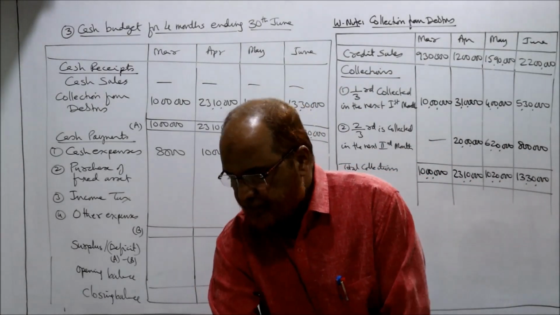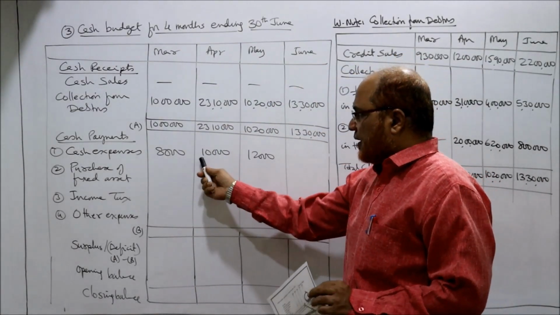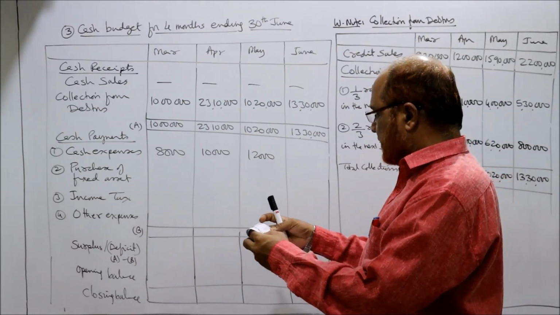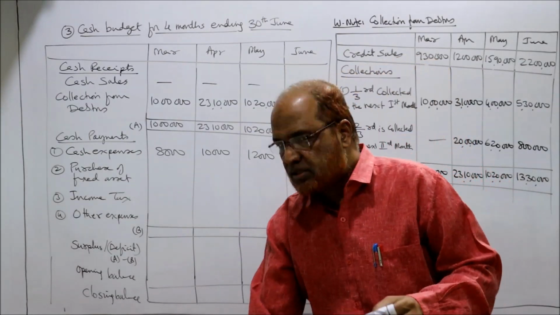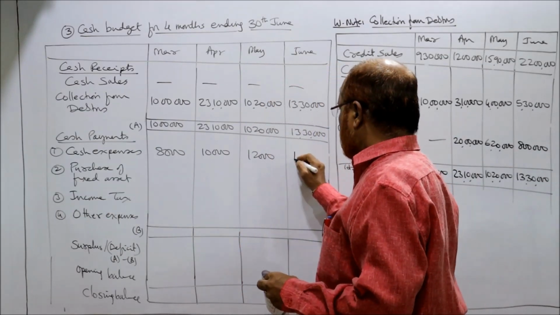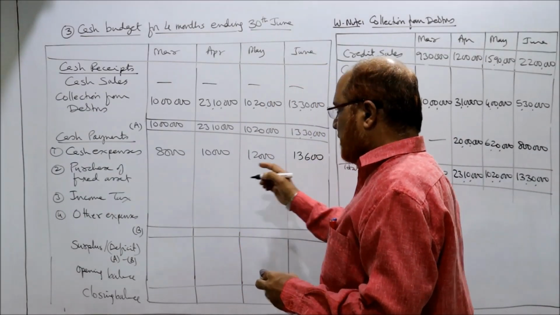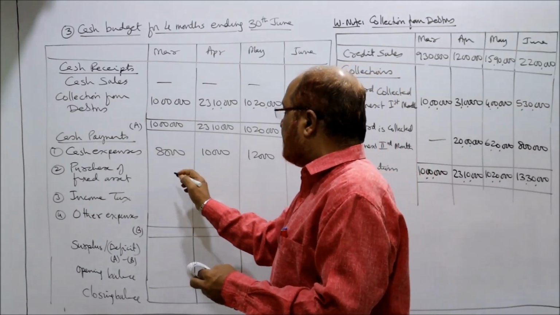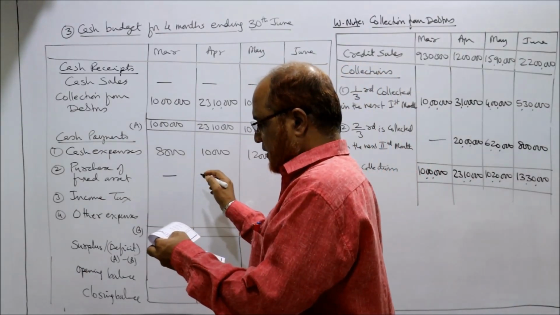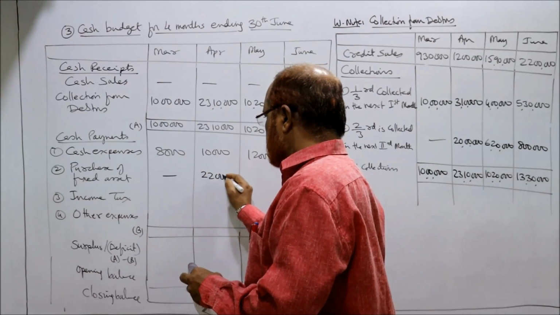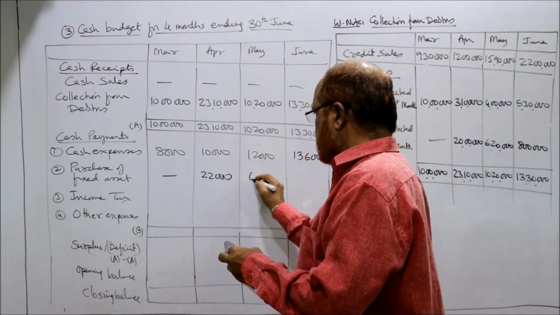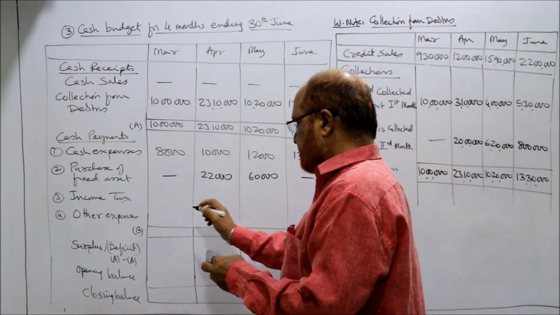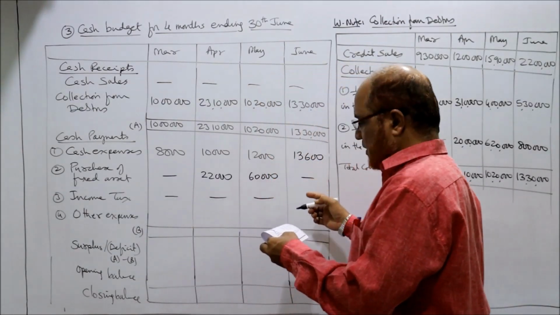So we are continuing the problem. Cash expenses are given in the problem: 8,000, 12,000, 10,000, 12,000 and 13,600. Here purchase of fixed asset is there only in the month of April: in the month of April, 22,000 and 60,000. That's it.